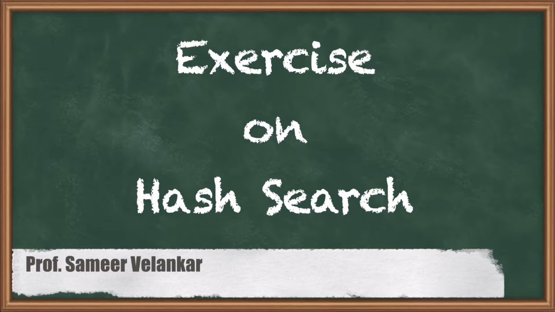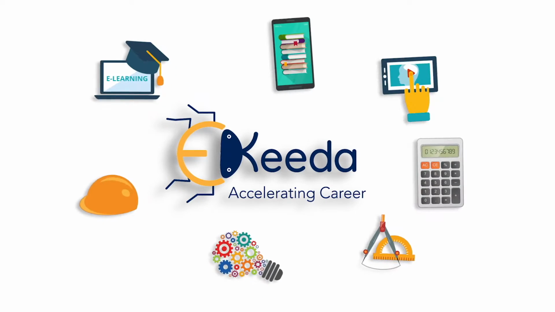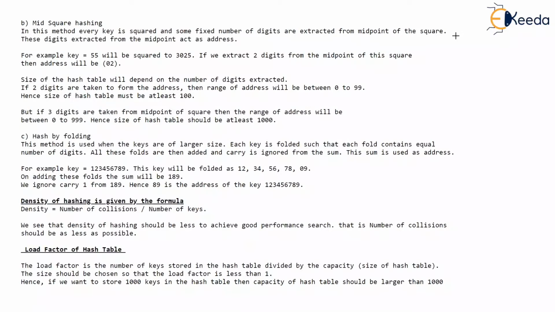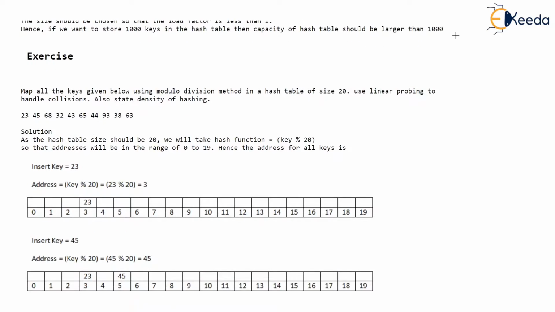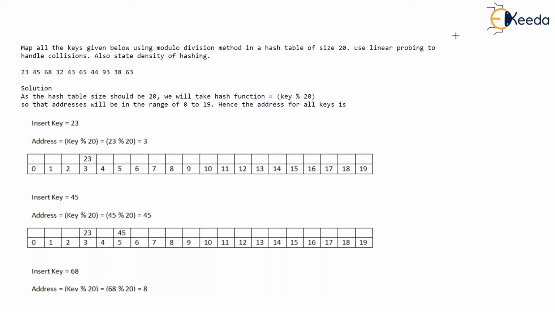In this video, we will solve one exercise. The exercise says that we want to map all the keys given below. These are the keys given, and these keys are to be mapped using the modulo division method. That is, we will take each key, divide it by some constant, and obtain the remainder, and that remainder will give us the address. We want to map all these keys in a hash table of size 20.